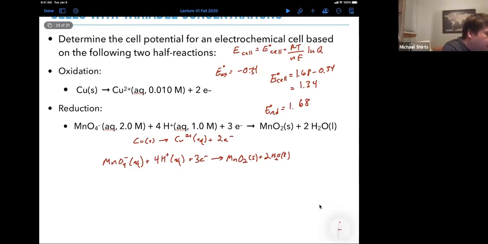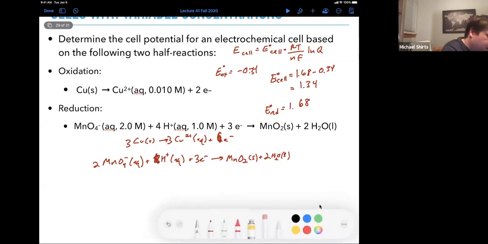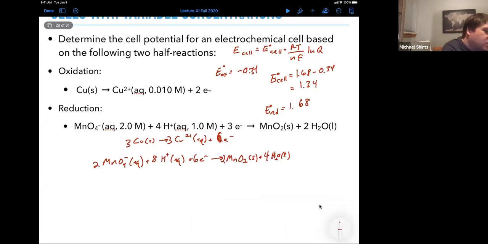Okay, so notice we don't have the same number of electrons being transferred, so we're going to have to multiply. Let's multiply this by 3 to get 6 electrons here, and multiply this by 2. So this is 8, this is 6, this is 2, and this is 4. Great. Okay, so then we add them together to get the overall reaction.